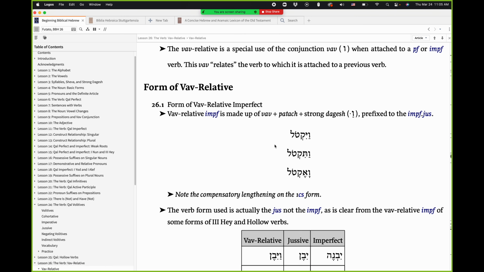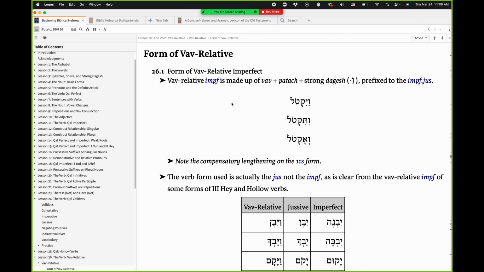And so for the first part, recognizing a Vav-Relative, it's pretty easy when a Vav-Relative is attached to an imperfect, because it's a very distinctive form. I call it sort of like a verbal definite article. Not that it does the same thing a definite article does. It just looks a lot like the pattern you're used to seeing for the definite article, which is a patach vowel and a dagesh in the next letter. So instead of a hey, you just use a vav.